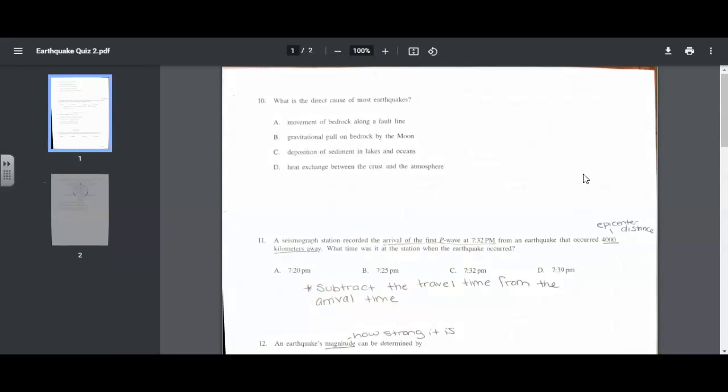Okay, number 10. What is the direct cause of most earthquakes? What causes earthquakes? A, movement of bedrock along a fault line. B, the gravitational pull on bedrock by the moon. C, the deposition of sediment in lakes and oceans. Or D, a heat exchange between the crust and the atmosphere. What's causing earthquakes?